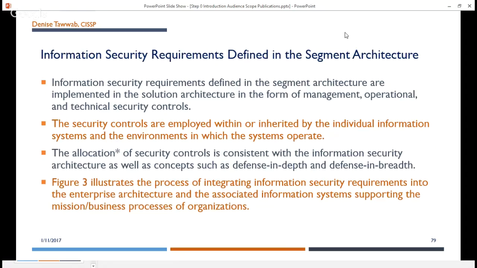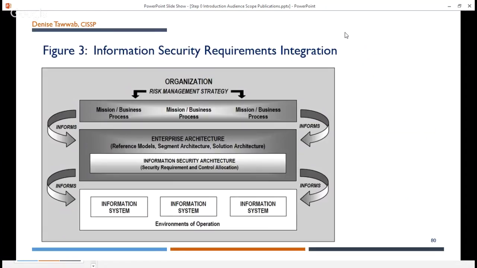Figure 3 illustrates the process of integrating information security requirements into the enterprise architecture and the associated information systems that support the business processes of the organization. Right here, you see at the top, you have your risk management strategy, and you have your mission that comes at the organization level. And then you have your mission business processes. Well, underlying those processes is your technology, the technology that supports each business process and function.